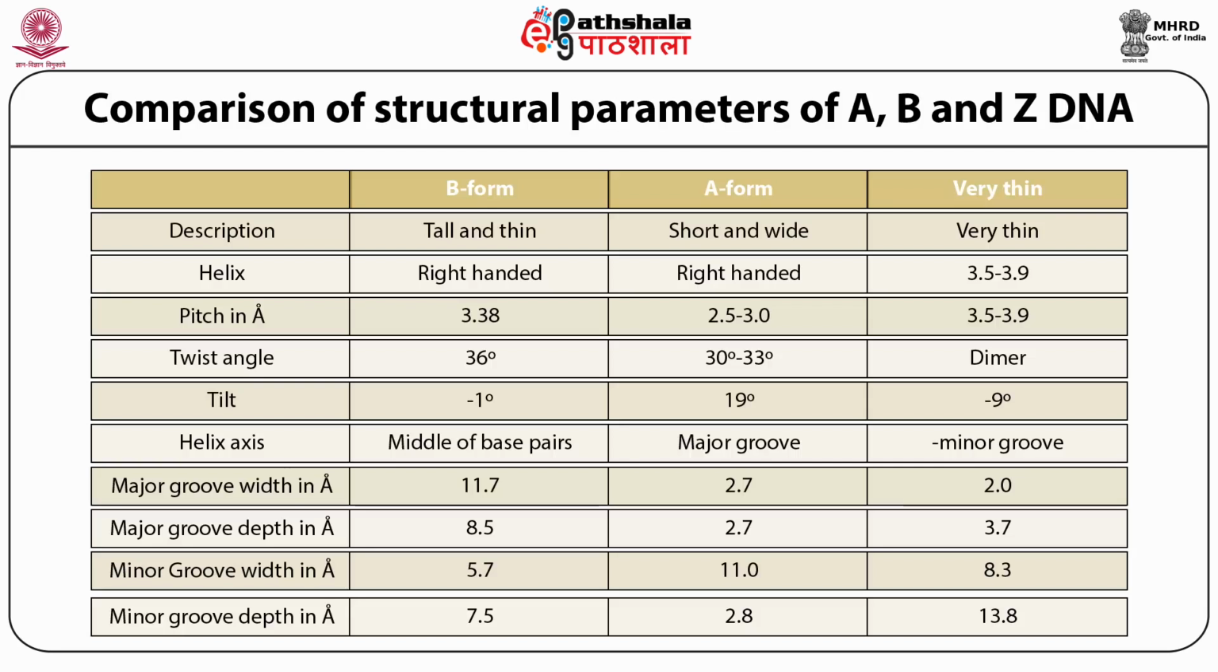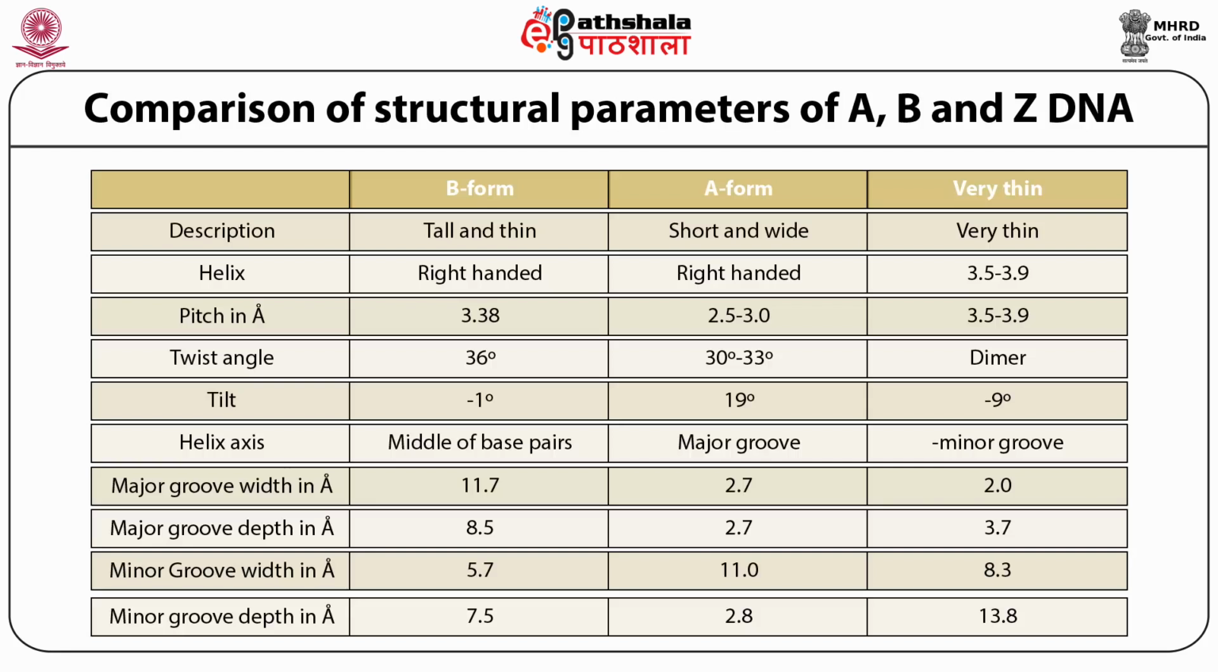Tilt angle, that is the angle between the base pairs and the plane perpendicular to the helix axis. It is practically 0, it is 1 degree in B form and the bases are almost perpendicular to the helix axis. In A form, it is 19 degrees, bases are quite tilted with respect to the helix axis, whereas Z form, it is in between, it is 9 degrees, -9.